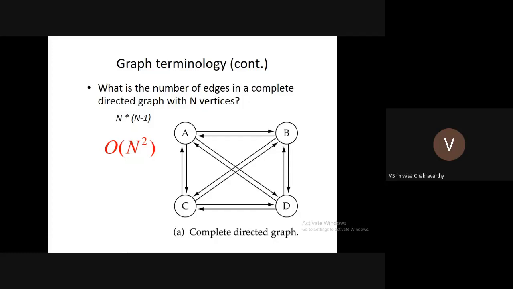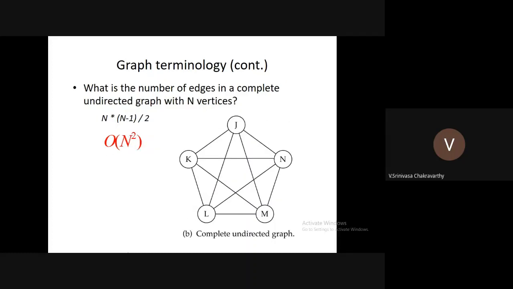So here again, in a complete graph, if you want to know the number of edges, that depends upon what kind of graph it is. Is it directed or undirected? If it is directed, that means between every pair of nodes you have two edges, one going in either direction. Since each node is connected to n minus one other nodes, you have totally n into n minus one edges. That is order n square. So that's the number of edges you will have in the graph.